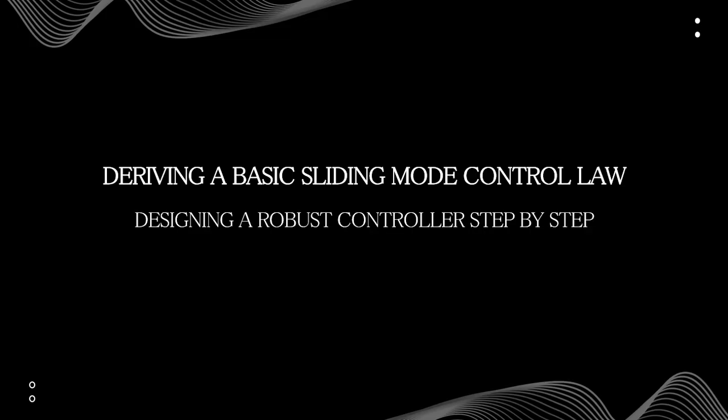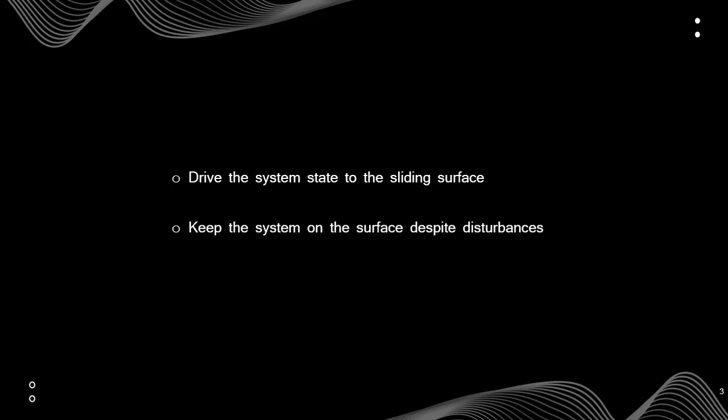Today we'll walk through the step-by-step process of designing a sliding mode control law. Let's dive in. The goal of our SMC law is twofold. First, drive the system's trajectory toward the sliding surface, and second, ensure it stays on that surface, even in the presence of uncertainties.